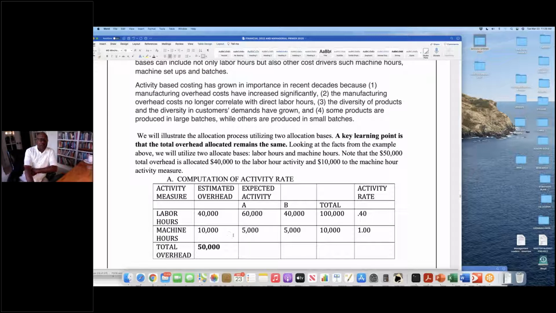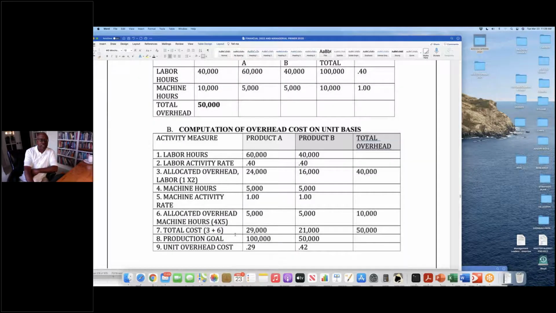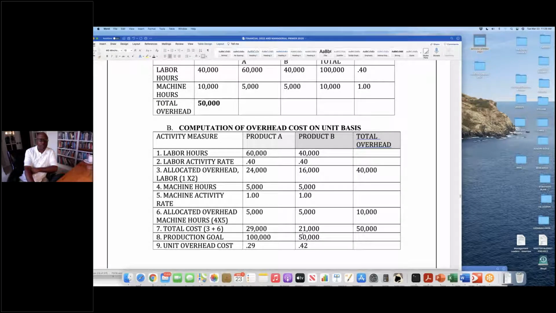Okay. So now we go back to this table again, but it's a little more complicated now. We have labor hours 60 and 40. We bring down our 0.4. So let's just look at product A. We bring down our 0.4 and multiply 0.4 times 60,000. We get 24,000 of the overhead, the 40,000 amount, going to product A. The other 60 percent is going to go to product B. Then we bring down our machine hours, multiply by 1. So 5,000 of the machine hours overhead is going to product A, 5,000 there also.